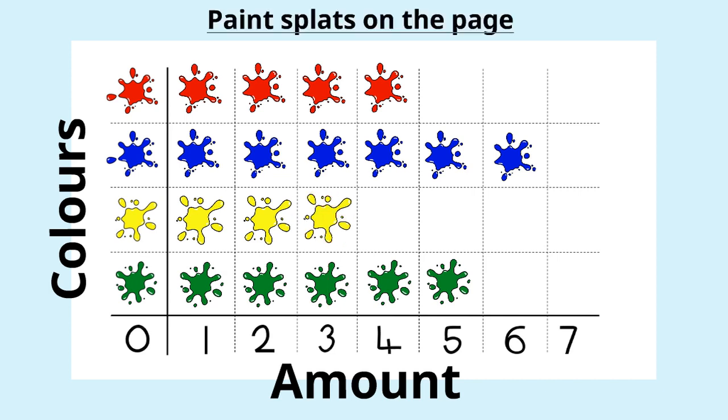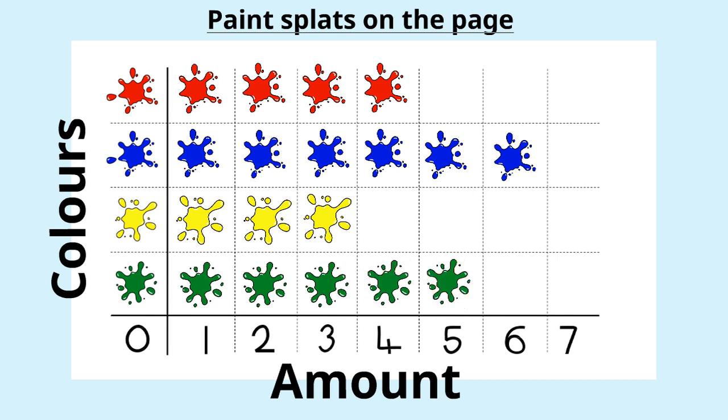A slightly more difficult one. How many fewer yellow splats than green splats are there? Pause the video and write down your answer. Well, altogether we have got 5 green splats and we have 3 yellow splats, so the difference between the two is 2 splats.